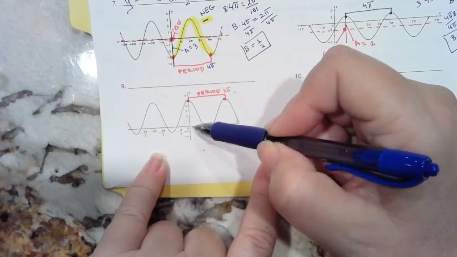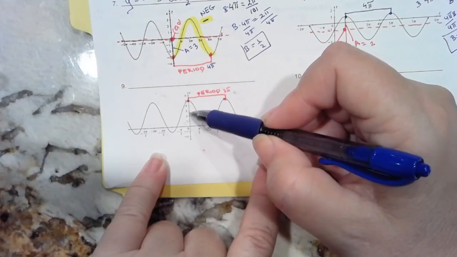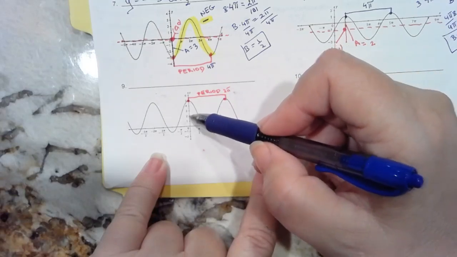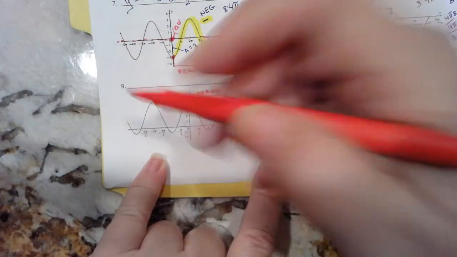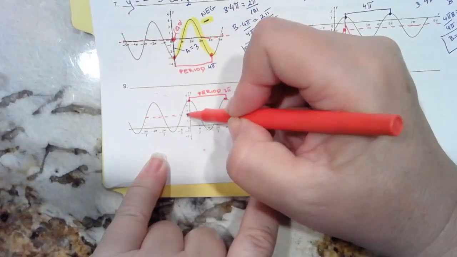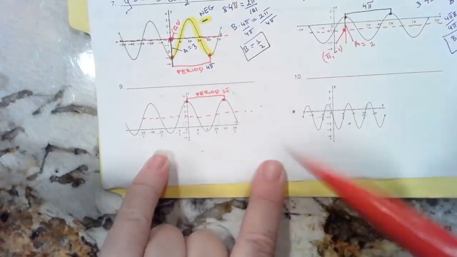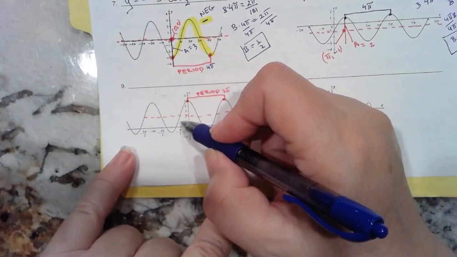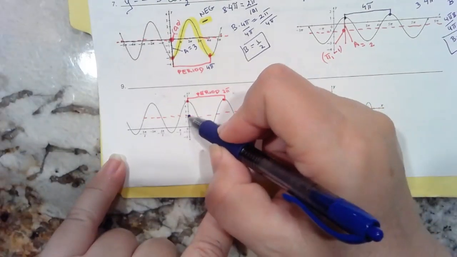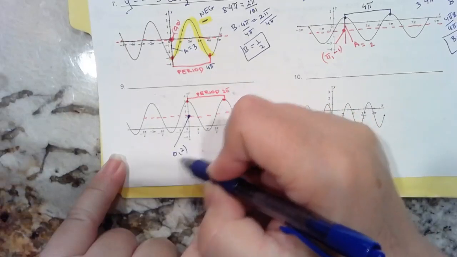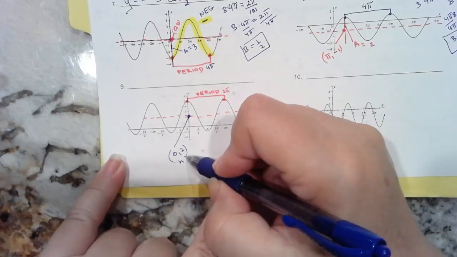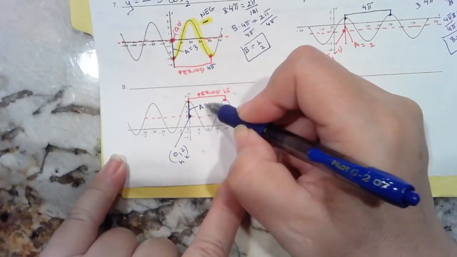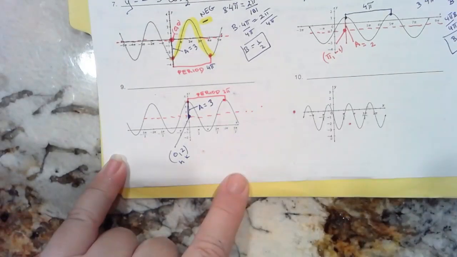Next thing I need to identify is my amplitude, halfway to here. So this is 1, 2, 3, 4, 5, 6. So this is 6. I can count 1, 2, 3. So this means positive 2 is my midline. That makes my reference point 0, 2. That's my H, that's my K. My amplitude, A, is equal to 3.